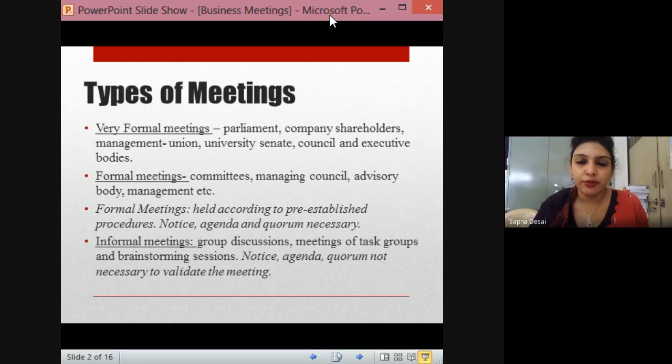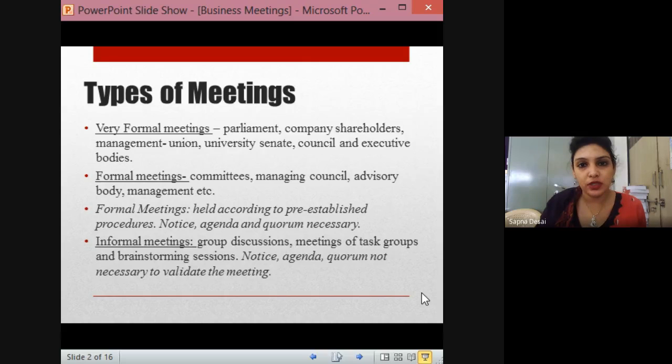When you hold an informal meeting, it does not require a notice or agenda. Quorum is also not necessary. Quorum is the fixed number of members you require in order to conduct that meeting. All these things are not required in an informal meeting. But we are here concerned with formal meetings, where we need to see what a notice is, what an agenda is, what quorum is, and how we have to draft the minutes of the meeting.